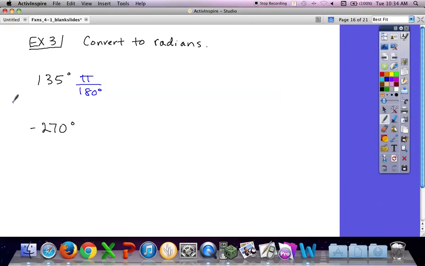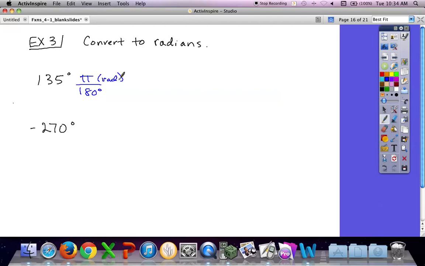And this is as good a time to say it as any, but sometimes they'll say RAD next to it to say that this is radian measure. Most of the time they don't. It's understood to be radians, especially if there's a pi in it. It's just understood to be radians. Okay.